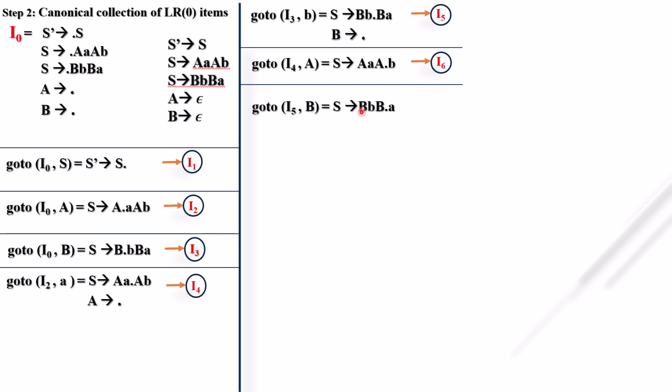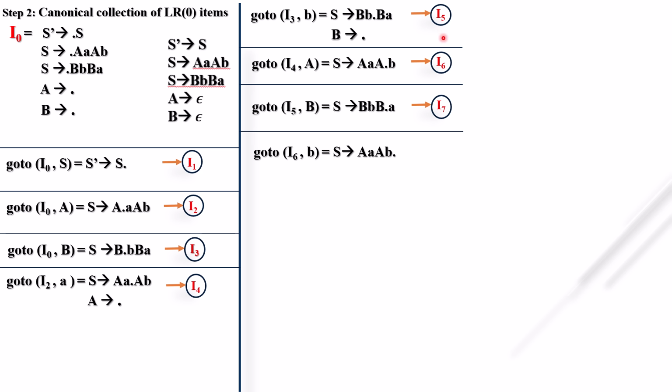So what is the production? S tends to BB dot A, sorry, BBB dot A. So you can see after shifting the dot there is no non-terminal on the right hand side, so we don't have to write any production here. This is our I7 because it's a completely new production. Now I5 is already completed.